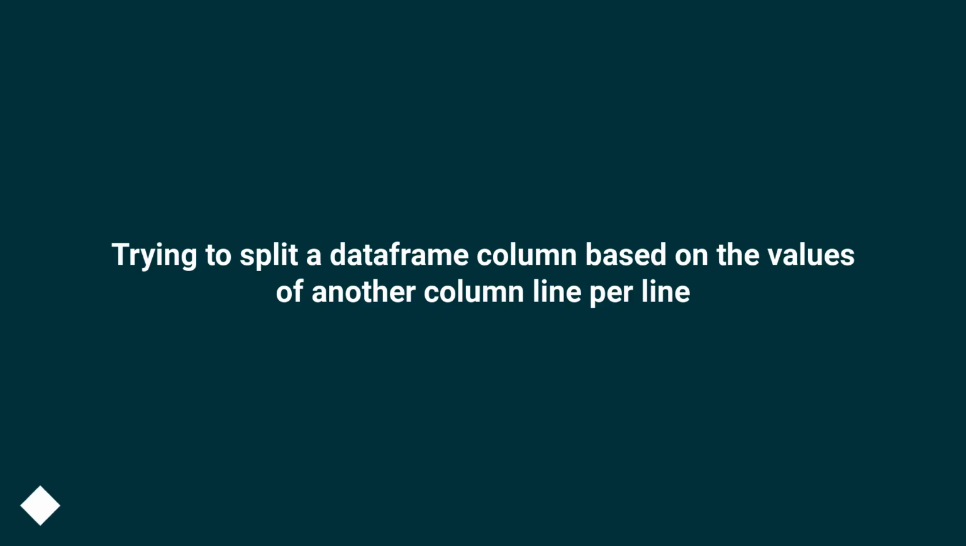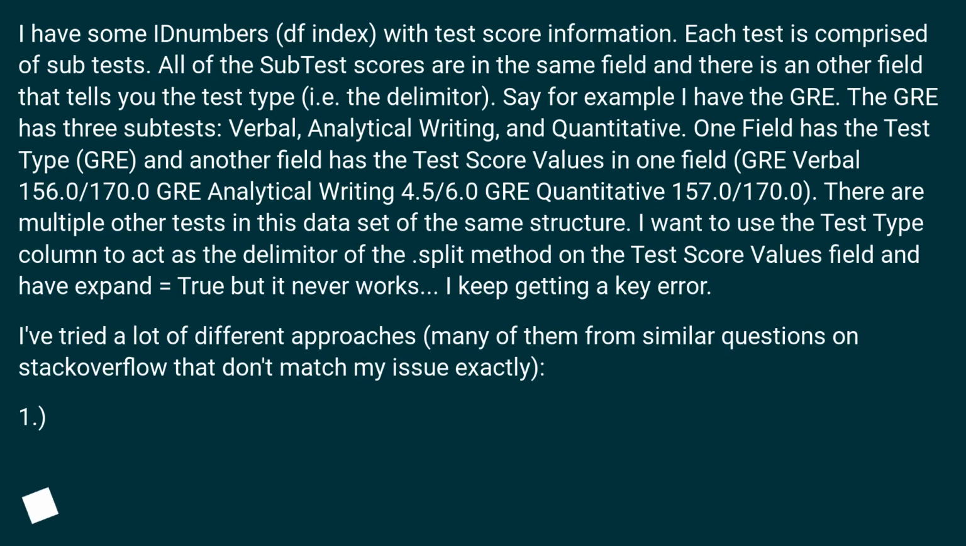Trying to split a data frame column based on the values of another column line per line. I have some id numbers, df index, with test score information. Each test is comprised of subtests. All of the subtest scores are in the same field, and there is another field that tells you the test type, i.e. the delimiter.